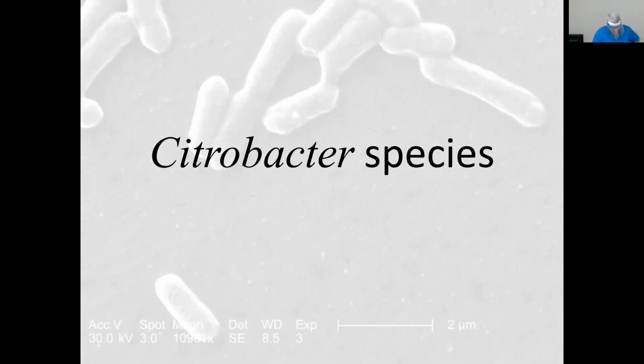It's late lactose fermenting, therefore it's a non-lactose fermenter after 24 hours. It ferments lactose after 48 hours, so the colonies are light pink after 48 hours. So MacConkey could help us with Citrobacter. On Hektoen, it's colorless. And then who knows what XLD is?